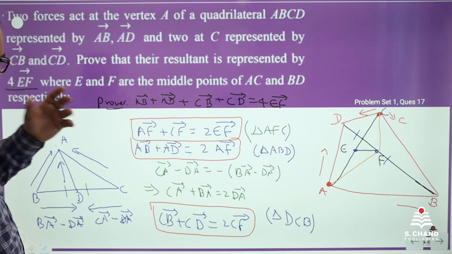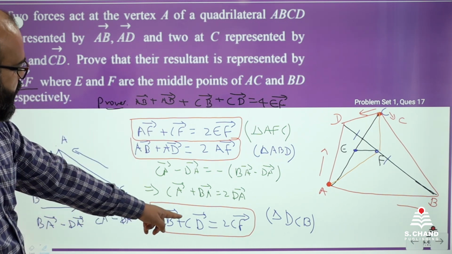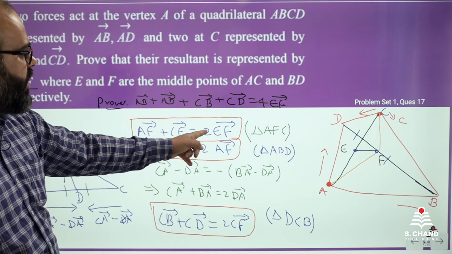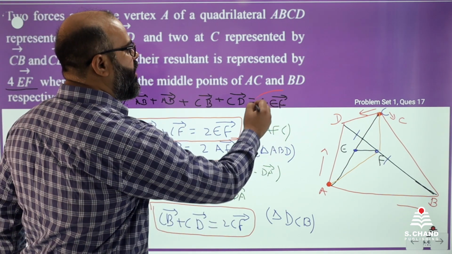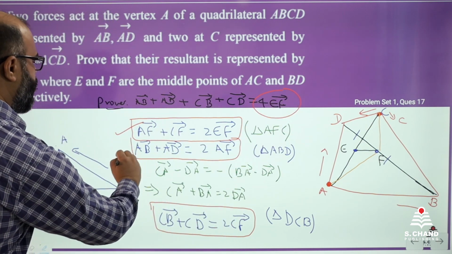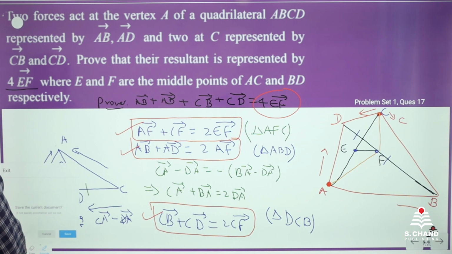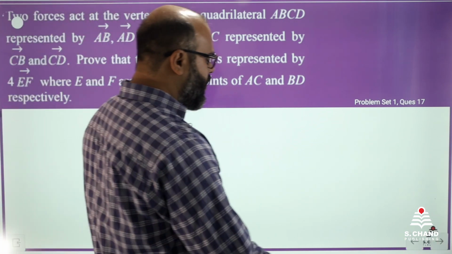So if we talk about AB plus AD plus CB plus CD, so that will be 2AF plus CF. And what is AF plus CF? That is 2EF. So finally you will get 4EF. So you have to use these three equations and you will come to the result. Now let us come to another question here.